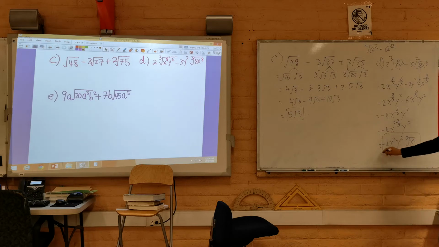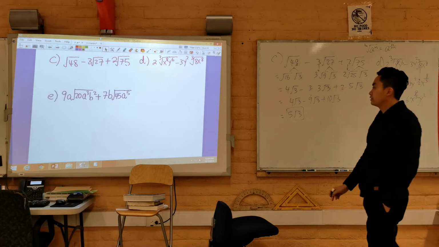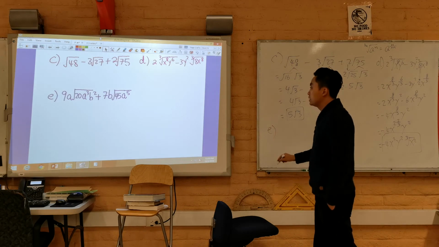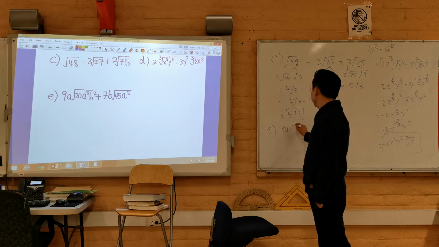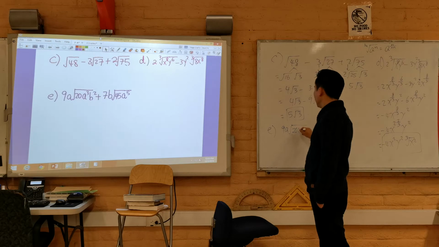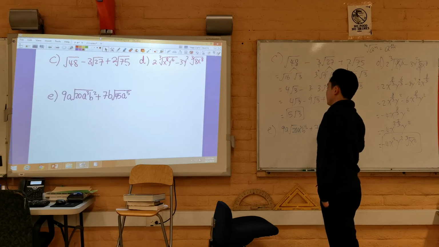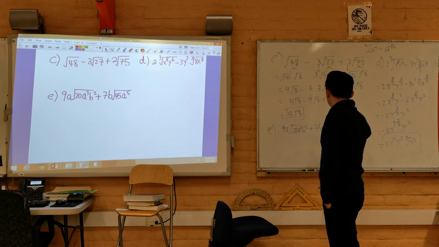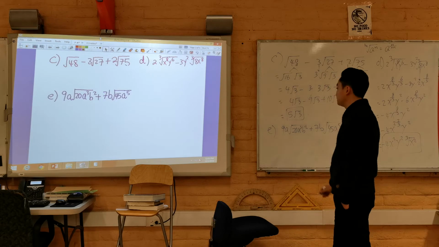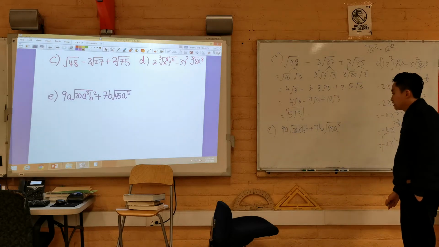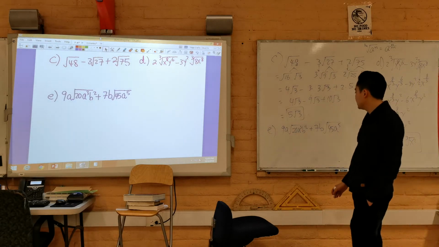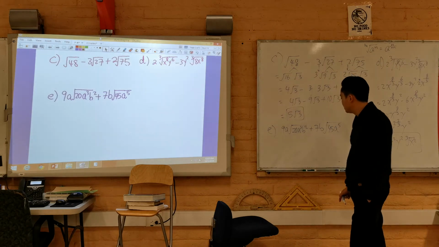And that would be the final form. And then for e, we do have 9a square root of 20, a to the power of 3, b squared plus 7b, square root of 45, a to the power of 5, excuse me. So this one's 45. Again, it looks like they have nothing in common, so the first thing you want to do is try to find a way to simplify the radical.